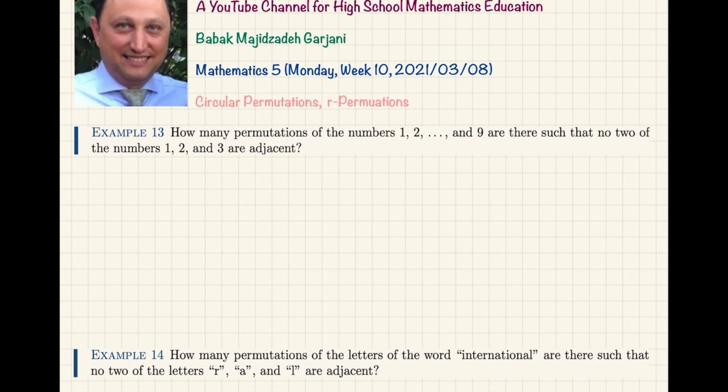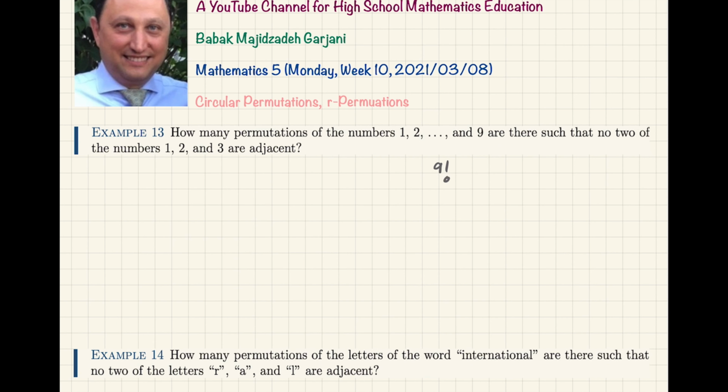Maybe we try to calculate the total number of permutations and then subtract. This is the first thing that comes to mind, and that is correct. I'm not saying this is incorrect, but that would be horrible, yes? Because if I ask you what the total number of permutations is, you know that. I have 9 objects, so the total number of permutations is of course 9 factorial. What do you want to subtract from it?